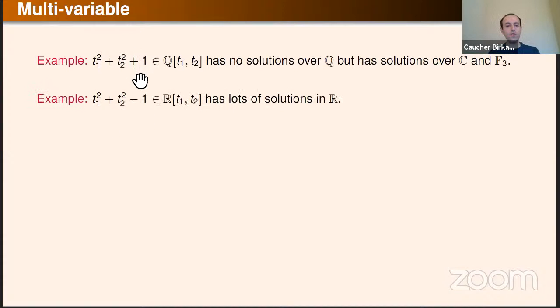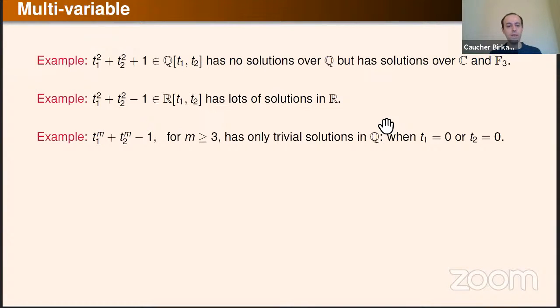But on the other hand, if we just change this plus here to minus, we get t1 squared plus t2 squared minus 1. And this is the equation of a circle, as we know from high school. And its solutions in R squared exactly give you the circle.